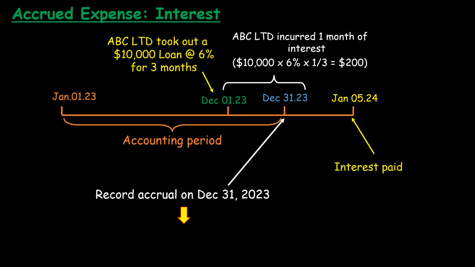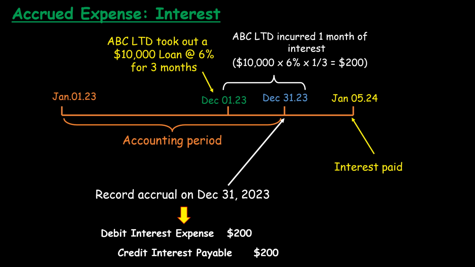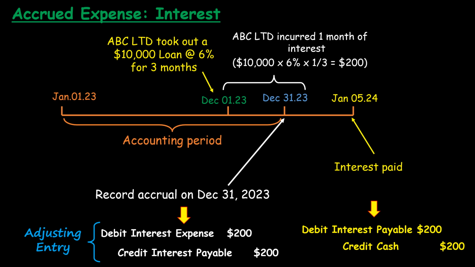So it will debit interest expense because that is the cost of using somebody else's money, in this case the bank's money. So debit interest expense. And since ABC will not pay that on December 31st, it will credit a payable and add the word interest to it. So it will be credit interest payable. On January 5th, it will obviously pay it, so credit cash, and debit will go to interest payable. The first entry is the adjusting entry.